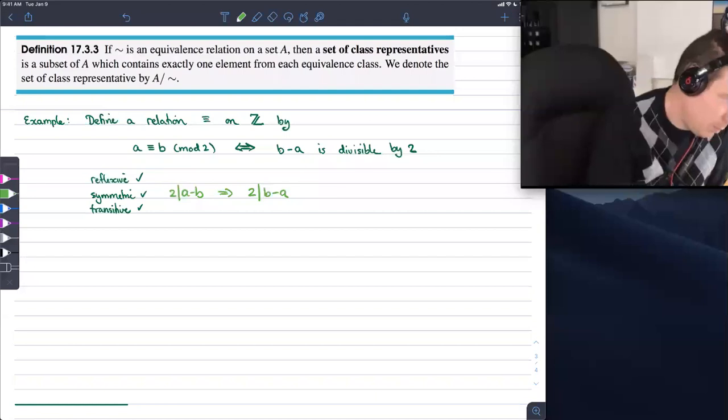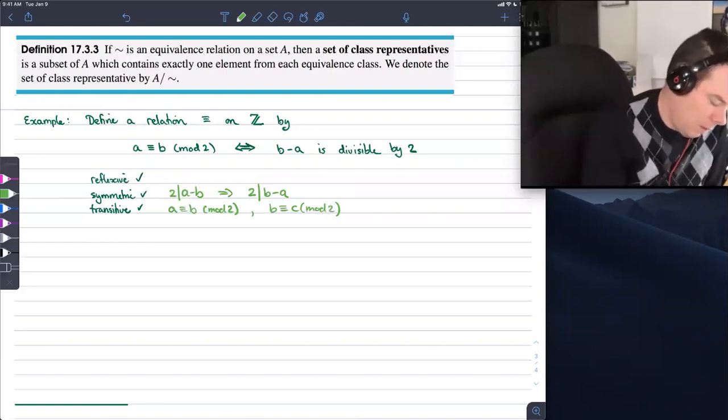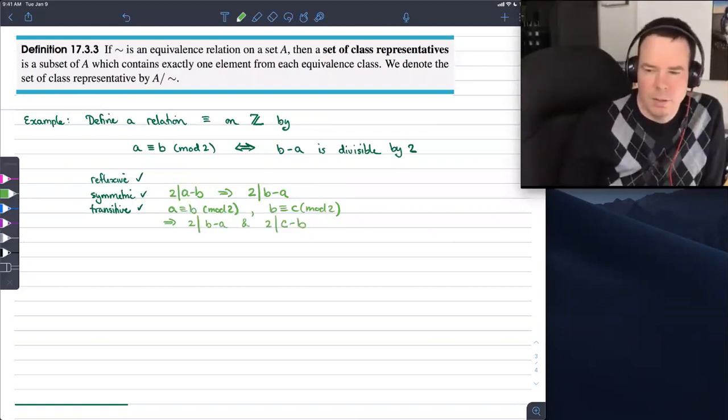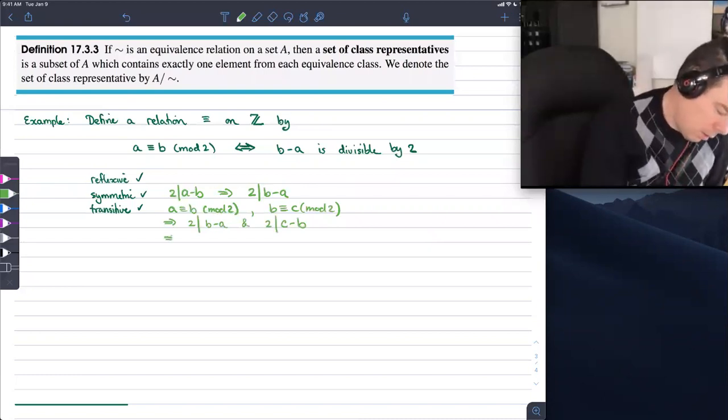Is it transitive? Let's figure out whether it is or not. Suppose A is congruent to B mod 2, and B is congruent to C mod 2. Then what does that mean? That means that 2 divides B minus A, and 2 divides C minus B. So both of these are even. But it also means that their sum is even. So B minus A and C minus B are even, which is just a restatement of the line below.